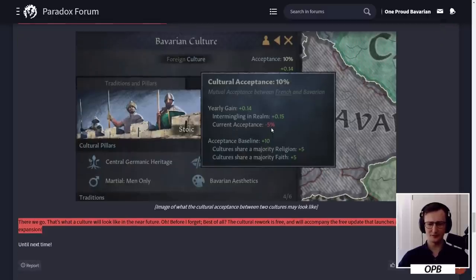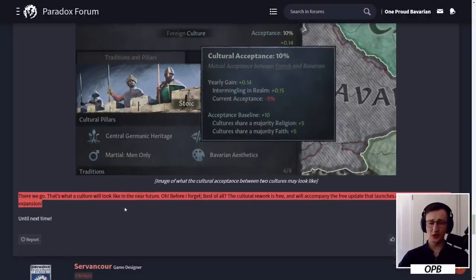I guess because it's just so low. Acceptance baseline is plus 10, however. Culture shares a majority religion, plus 5. Oh no, it means... current acceptance, I think this refers to the higher the acceptance level already is, the higher the current acceptance will be a negative modifier. Because if you're already at 80, obviously it's harder to grow even fond of one another. Well, it's easy to grow fond if you don't know anything of each other. Then acceptance baseline is determined by share majority religion and share a majority faith.